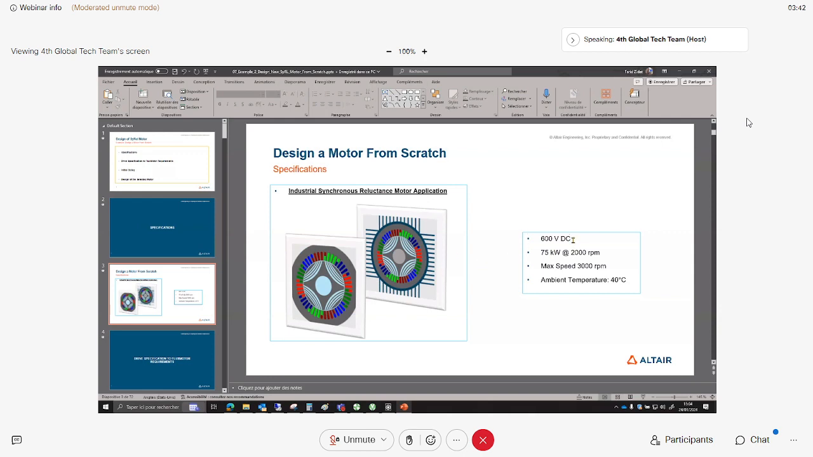Okay, so we have only the specification for this motor, mainly the maximum voltage of the supply. There is no information on the current supply here. We want 75 kilowatt at 2000 RPM, and we need this machine to run from time to time at a maximum speed of 3000 RPM. The ambient temperature here will be 40 degrees Celsius.